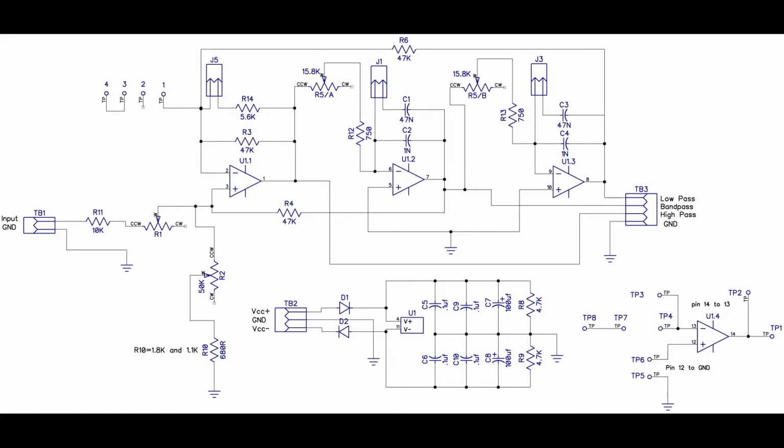Now, doing that initially, we keep the Q control R2 to the extreme counterclockwise position. That makes it pretty broad. We have a Q there of about 5. It makes it a lot easier to tune it. Once we have a peak, we can gradually increase the Q and maybe touch up R5, the tuning control, a little bit, until we get R2, the Q control, to pretty much full clockwise position. At that point, you're going to have a Q of about 20.